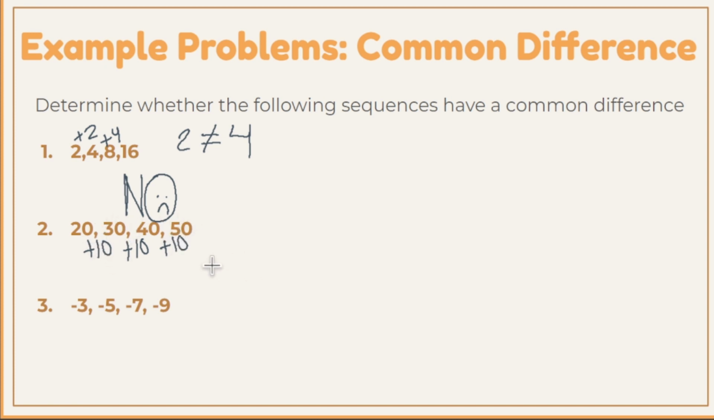So that means that this does have a common difference. And that common difference is 10, D being the variable we use for common difference. Let's look at number 3.